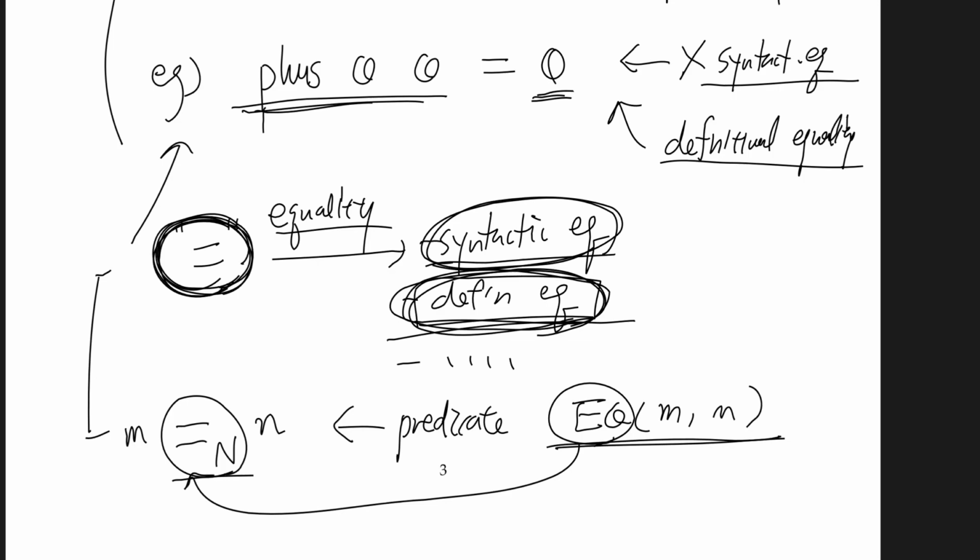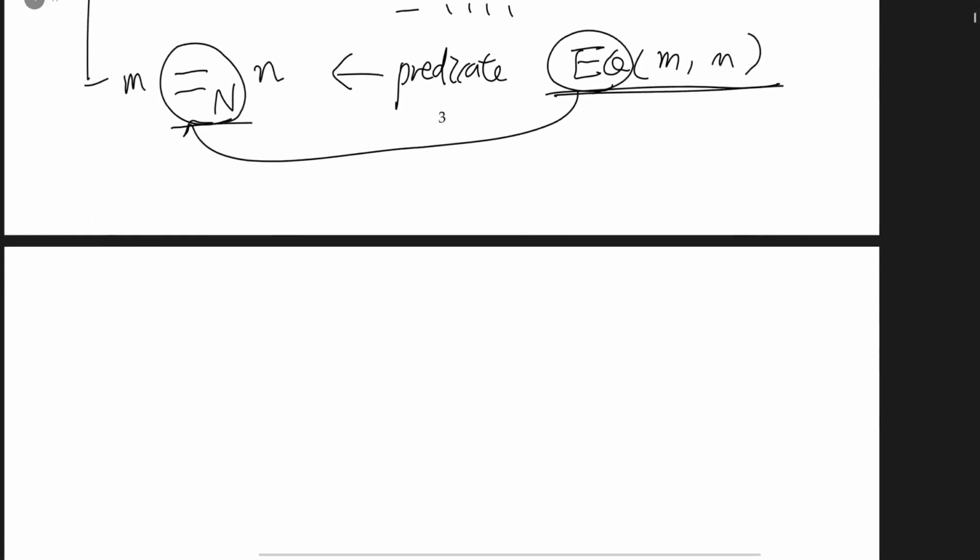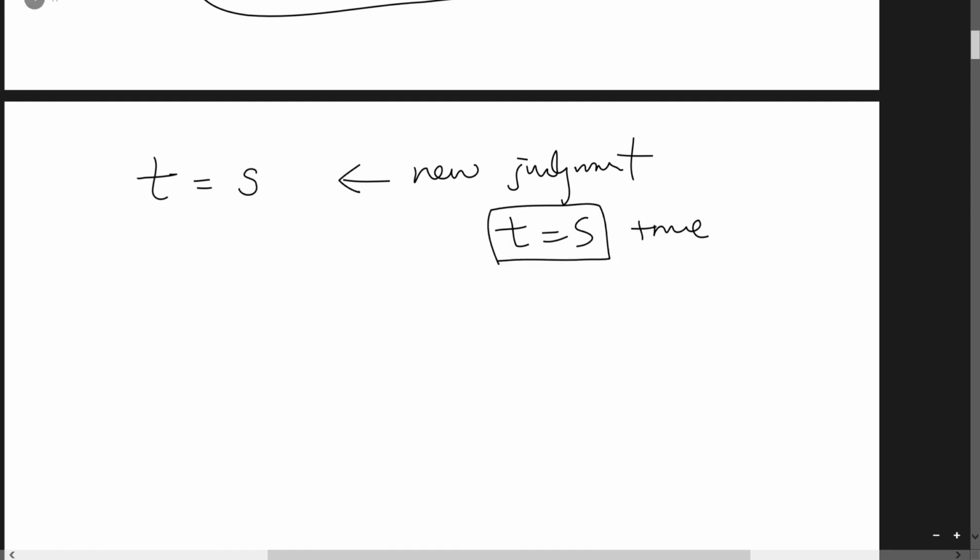So let's formally define this definitional equality. So we have a new judgment T equals S. This is a new judgment. And for simplicity, we don't write T equals S true, because it is implied that this is just a valid judgment, so we don't write true here.